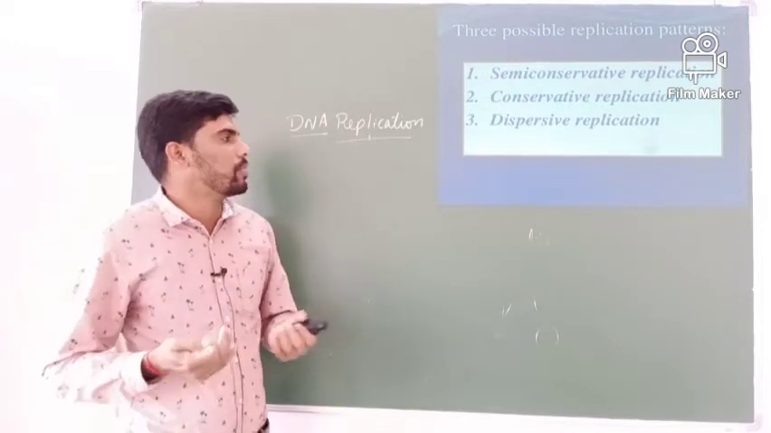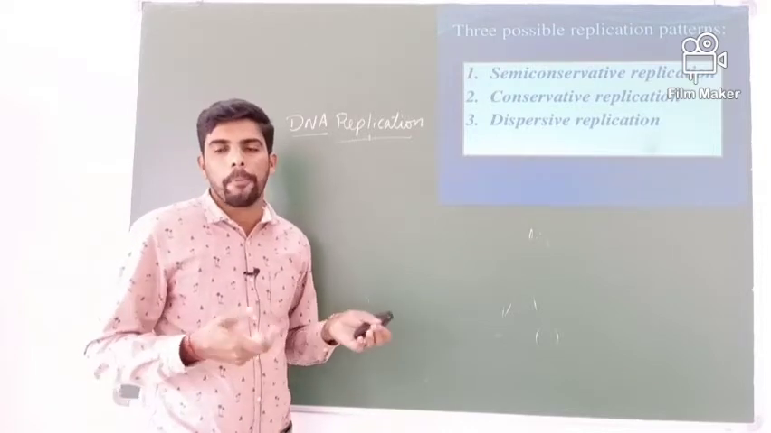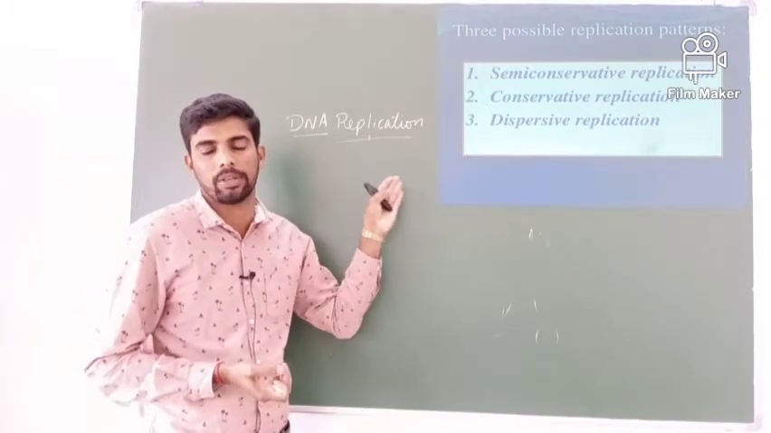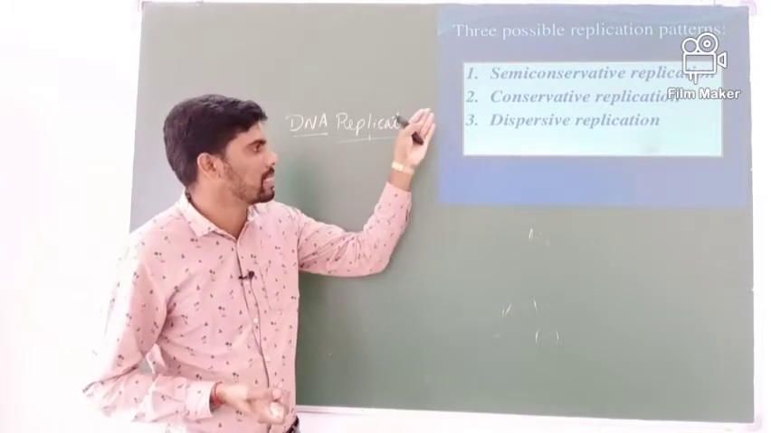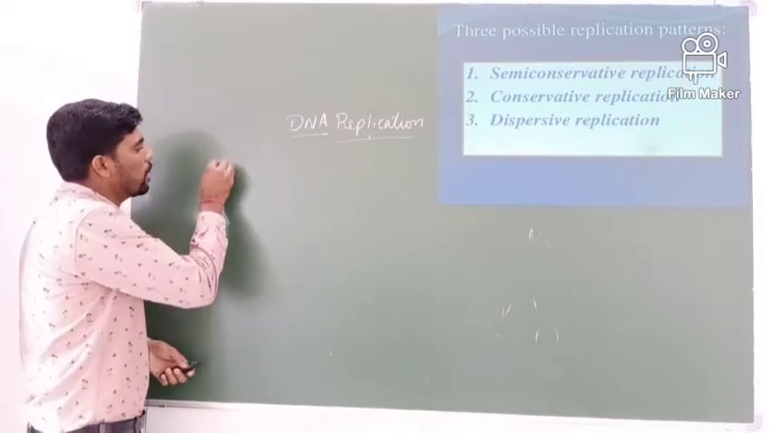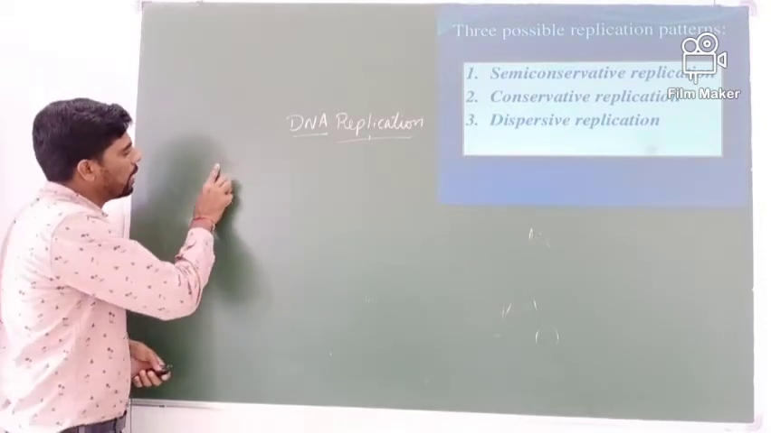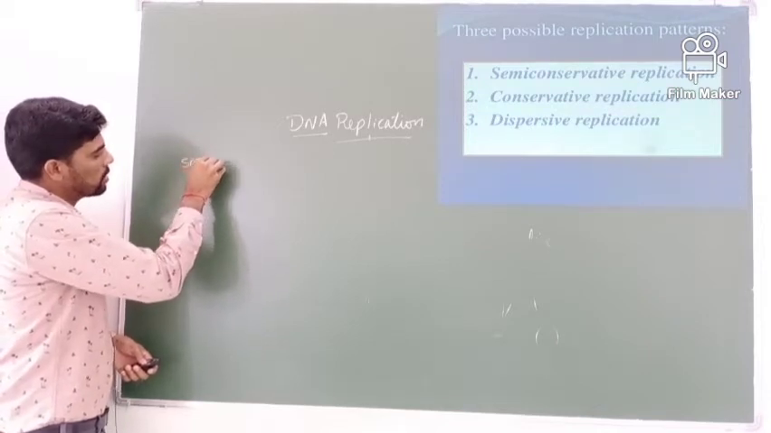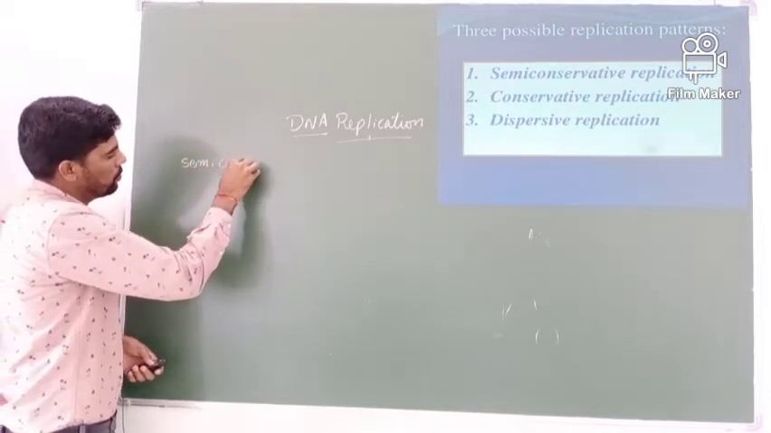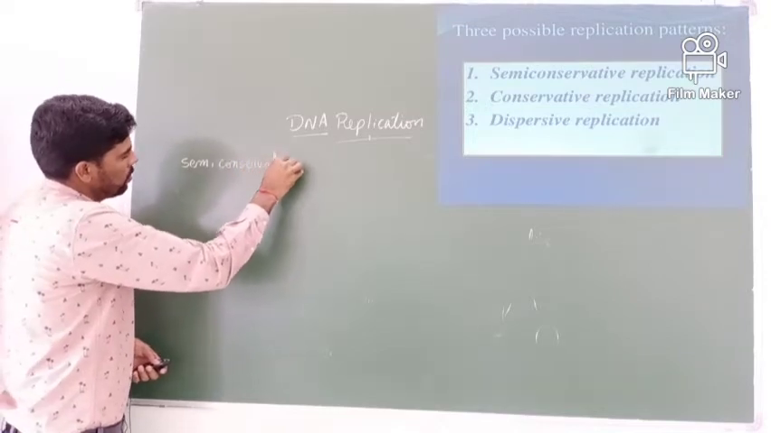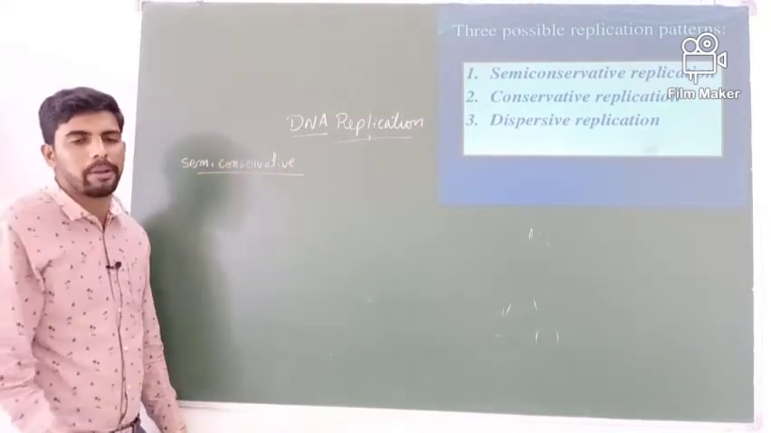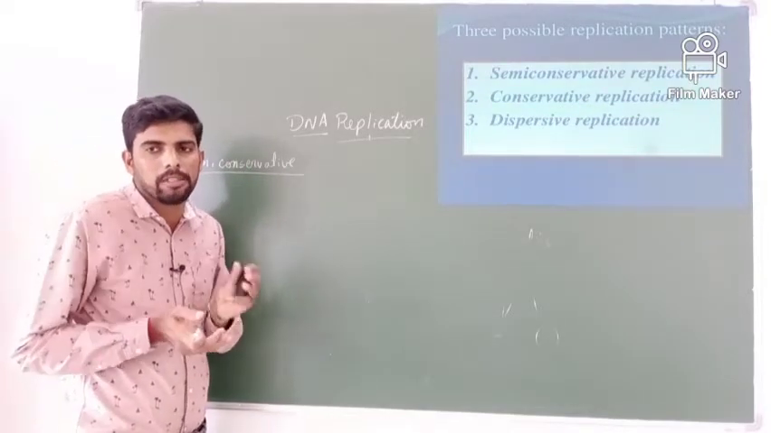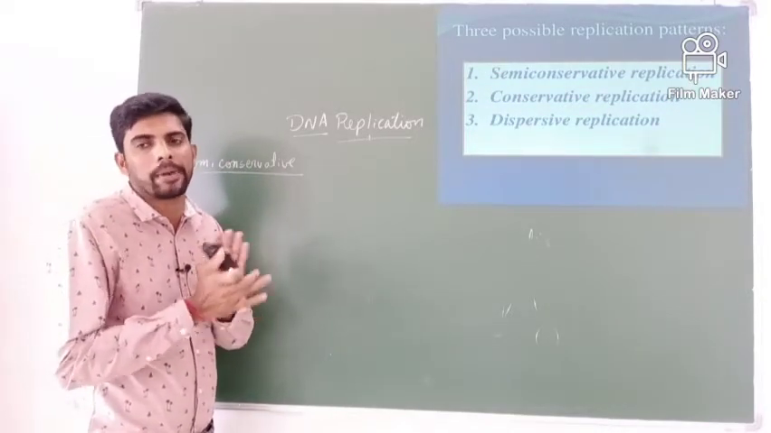Many biologists and scientists have proposed many hypotheses related to DNA replication, and these are discussed in this topic. The first hypothesis is semi-conservative DNA replication. Semi means half or partly, and conservative means to store, conserve or protect.